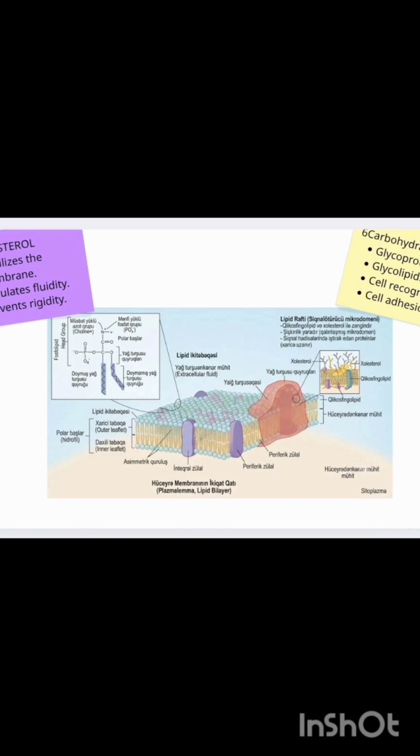The membrane is asymmetrical, which means the outer layer and the inner layer are different. Each side contains different molecules and has different functions.